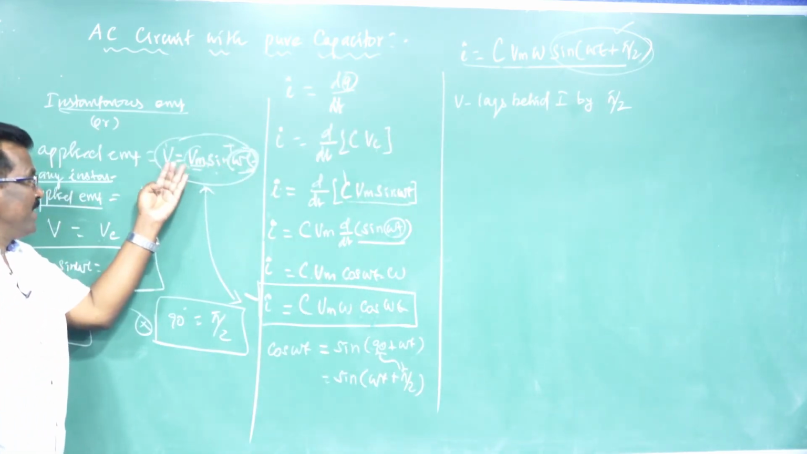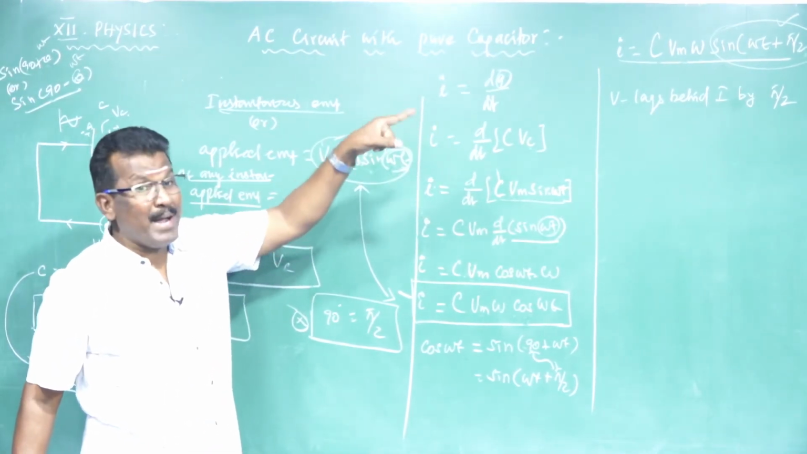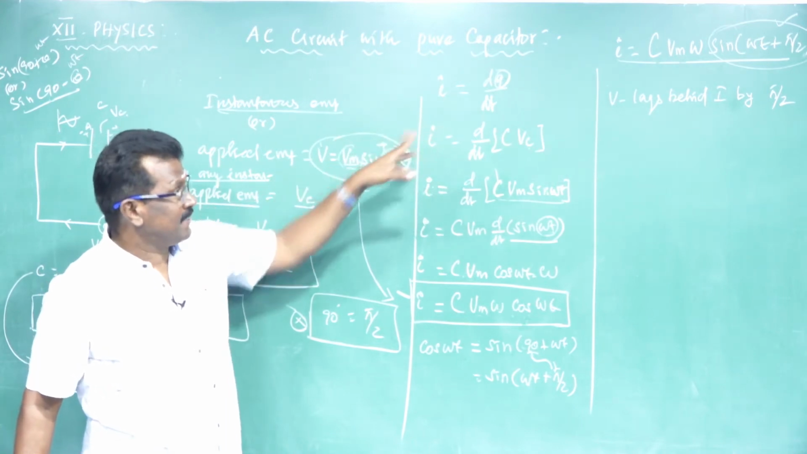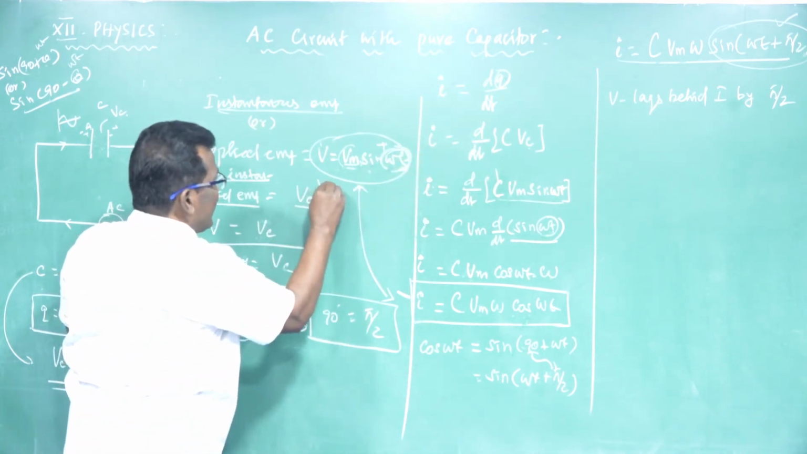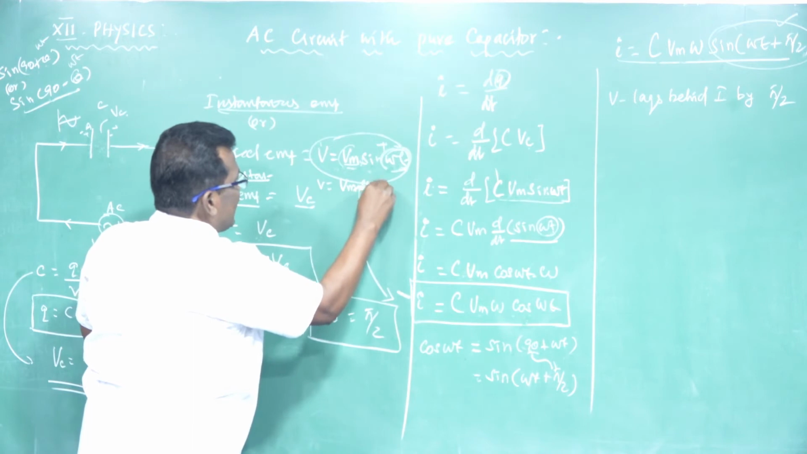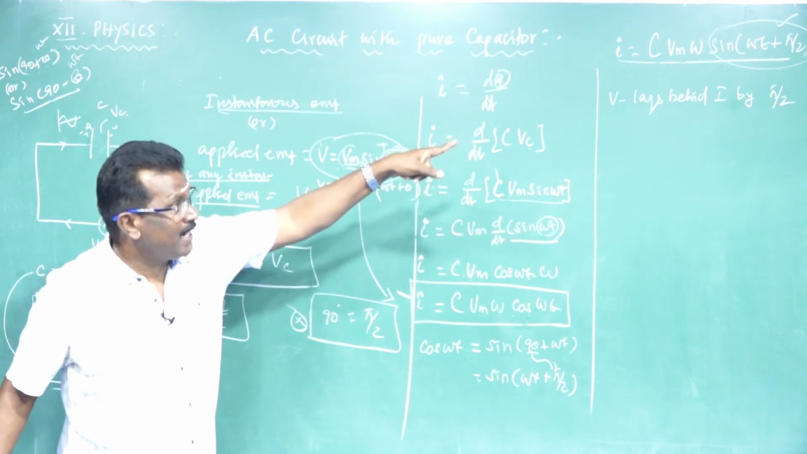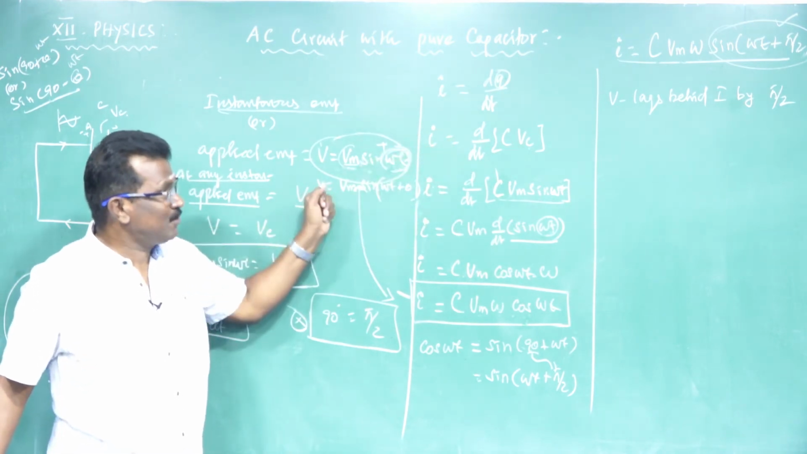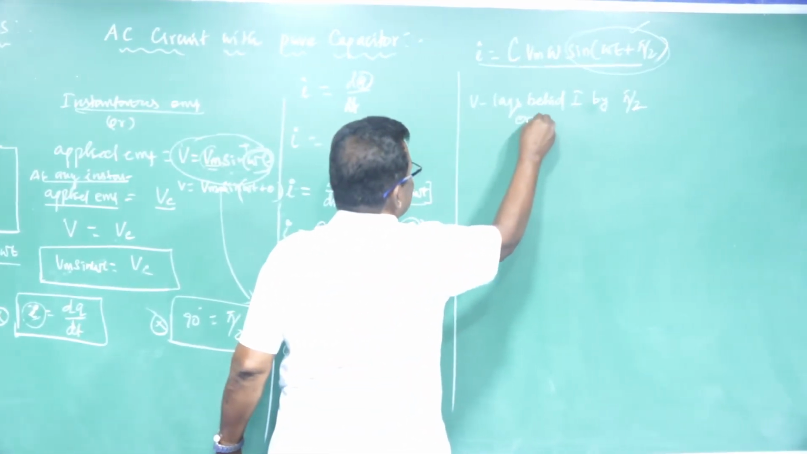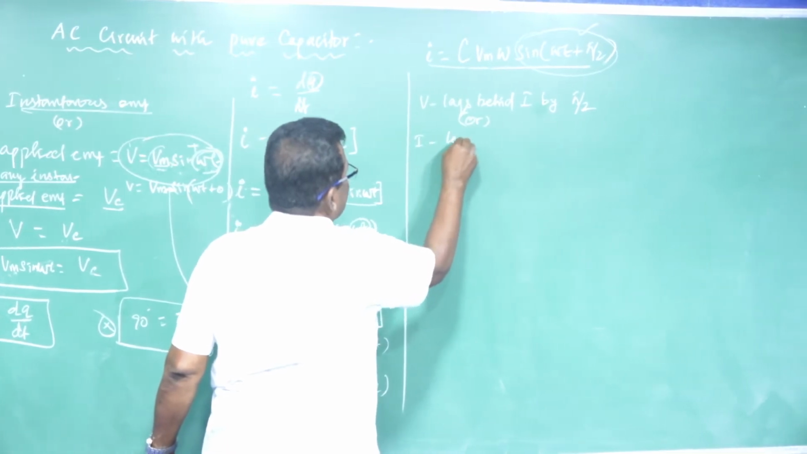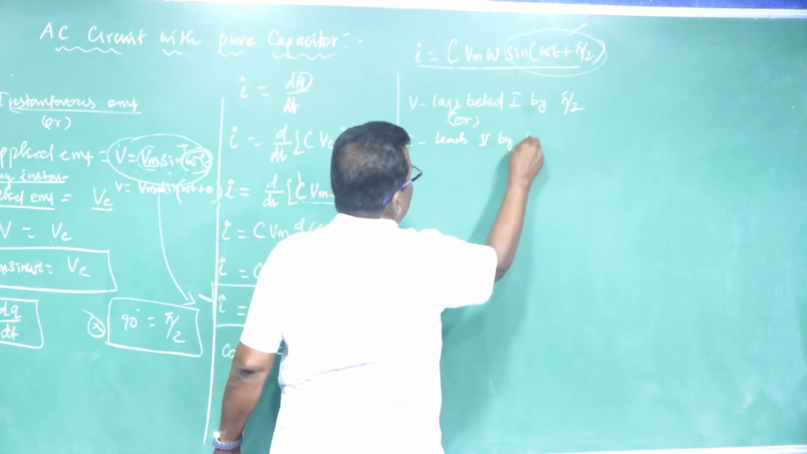That is V is equal to Vm sin omega t. I is equal to C Vm omega sin omega t plus pi by 2. So the function of the phase: here only omega t, there omega t plus pi by 2. Suppose we could write V is equal to Vm sin omega t plus 0. It is omega t plus 0, and here omega t plus pi by 2. That means the voltage lags behind the current by pi by 2, or the instantaneous current I leads V by pi by 2.